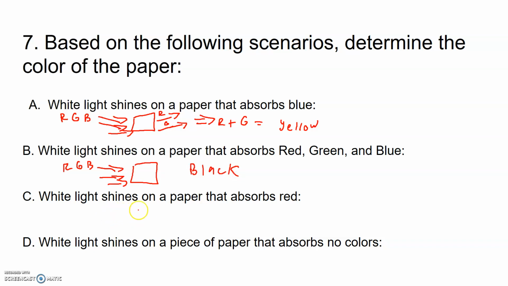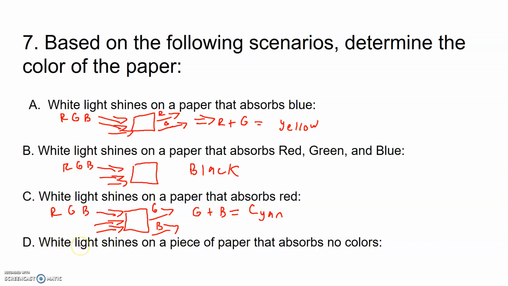White light shines on a paper that absorbs red. So once again, white light is red, green, and blue. This is all paper. We're coming in. It's a little hard to draw on the tablet here. Red, green, and blue. Well, if it takes out red, what's left over is green and blue. Well, green plus blue equals cyan.